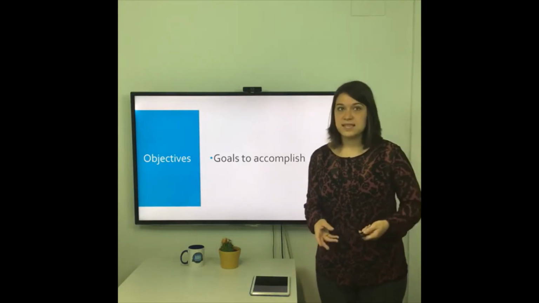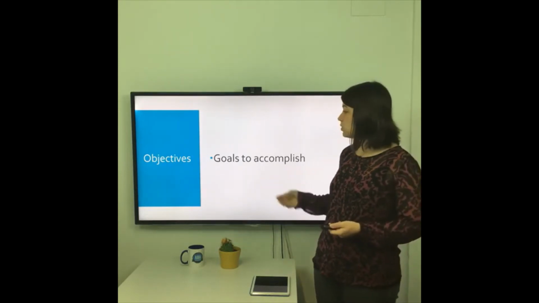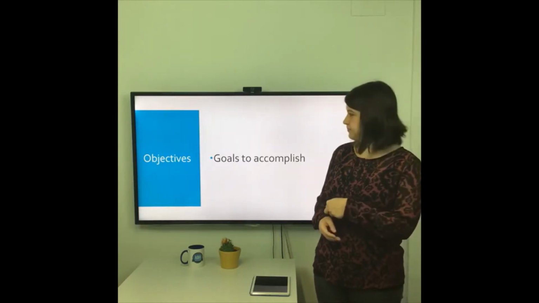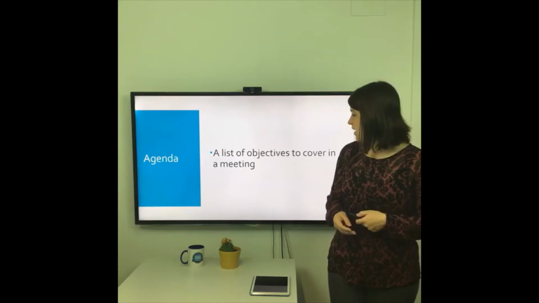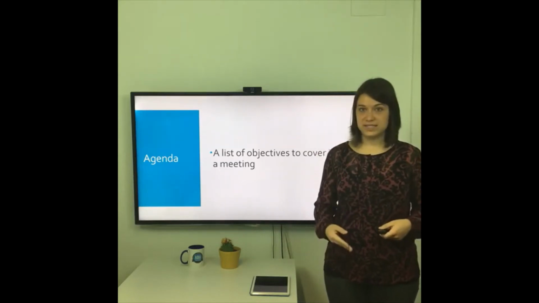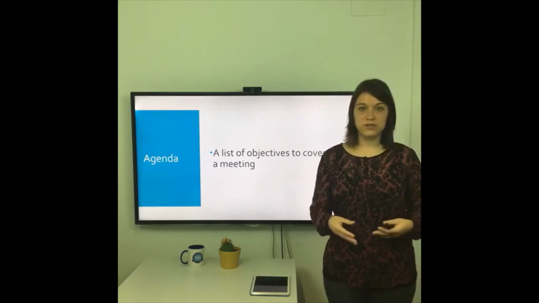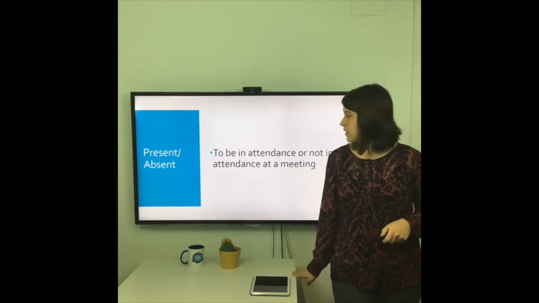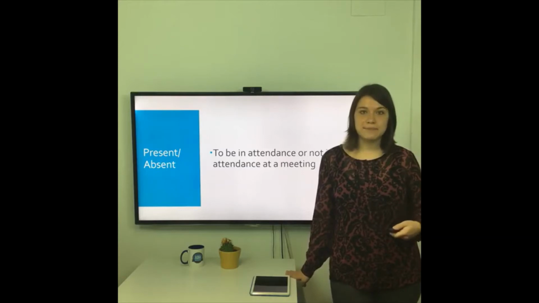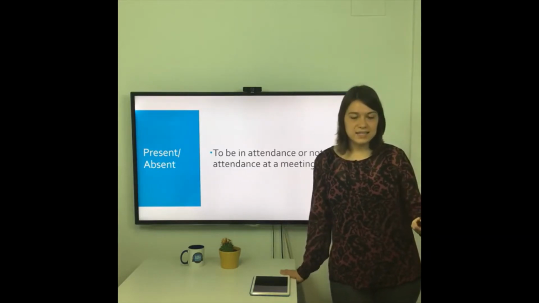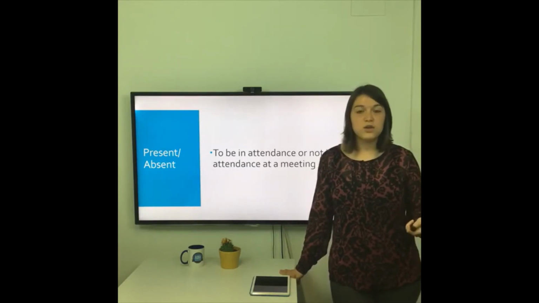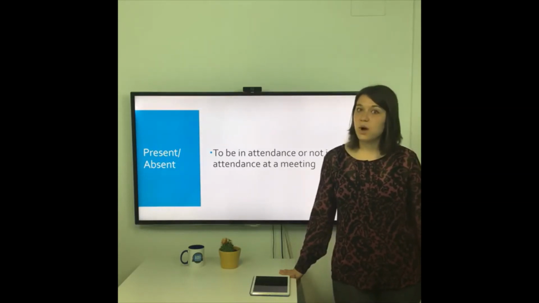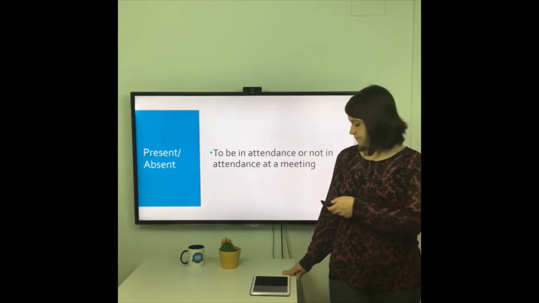Objectives. What are these? The objectives are the goals that you want to accomplish in a meeting. The agenda is the list of objectives that you're going to cover, that you're going to talk about in a meeting. To be present or absent. If you attend a meeting, if you are there, you're present. If you do not attend a meeting, then you are absent.